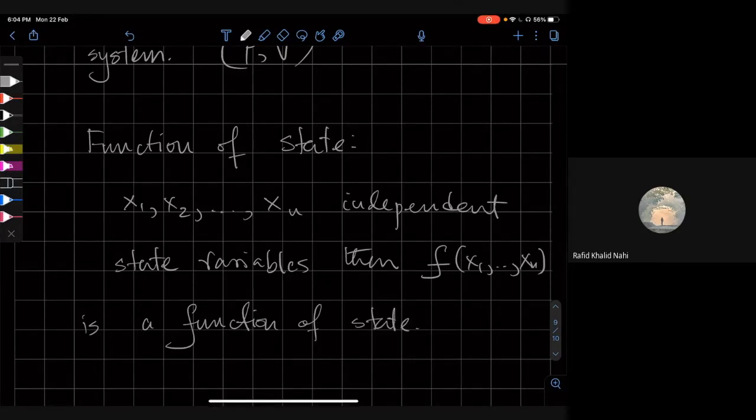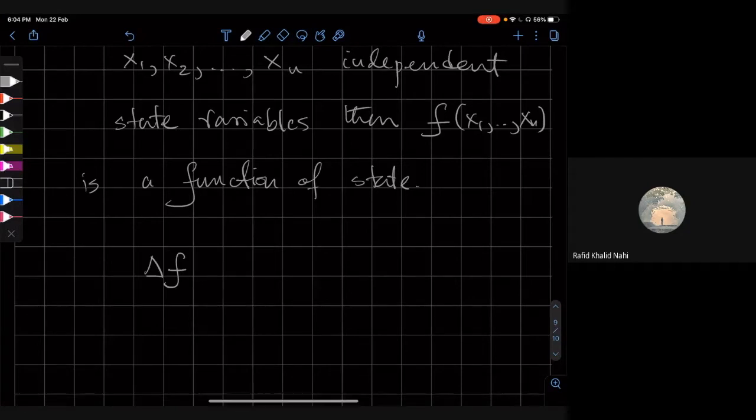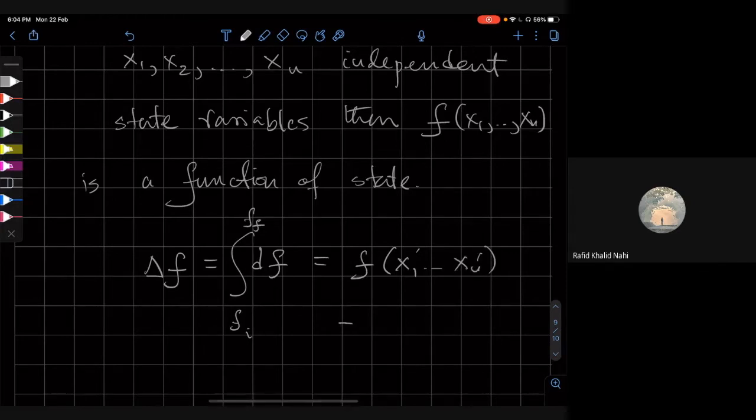This is a mathematical triviality, but it's kind of an important triviality, that a change in a function of state is given by, say, the integral of df over some initial and final value of f. And that's given by f(x1', ..., xn') minus f(x1, ..., xn).